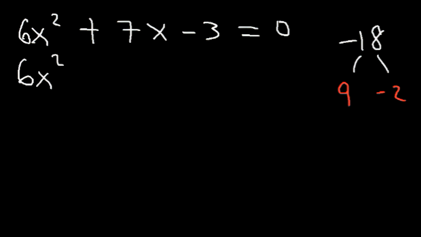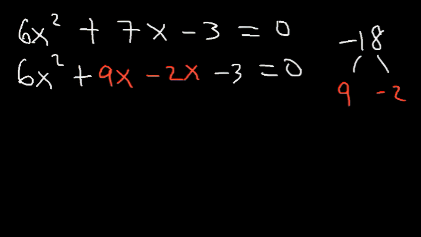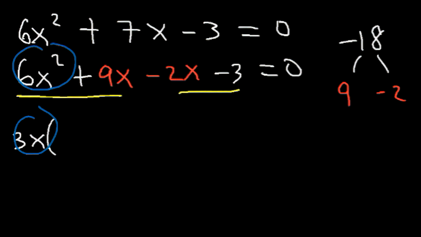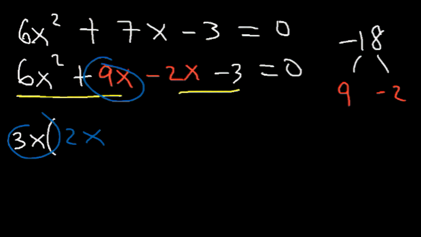So we're going to replace 7x with 9x and negative 2x. It doesn't matter the order in which you put the two numbers. You'll still get the same answer. So now let's factor by grouping. In the first two terms, take out the GCF. 3x can go into 6x squared and 9x, so let's remove 3x. 6x squared divided by 3x is 2x. And 9x divided by 3x is simply 3.